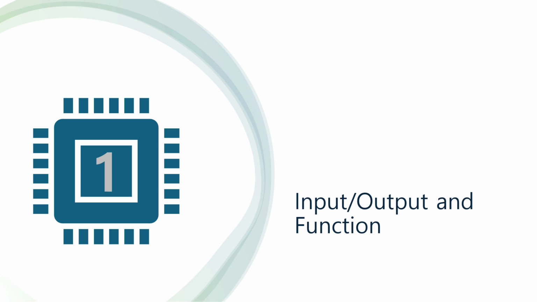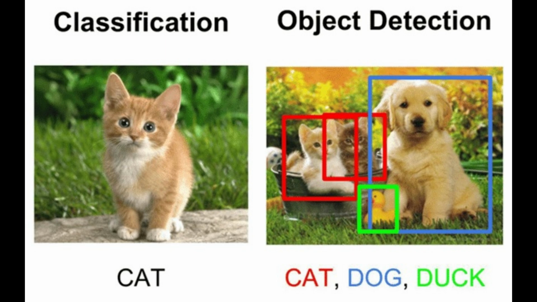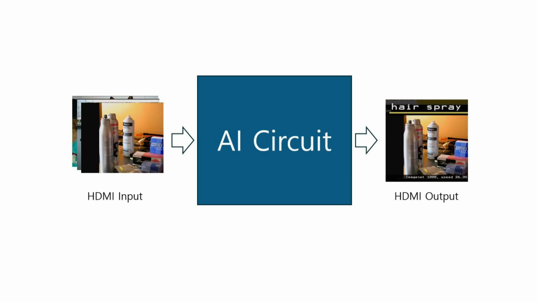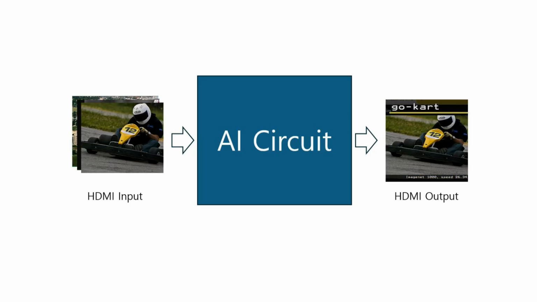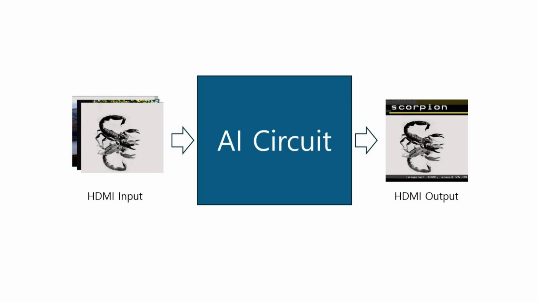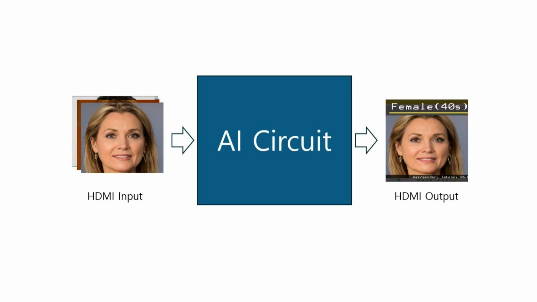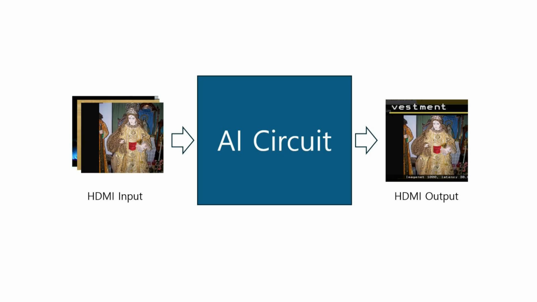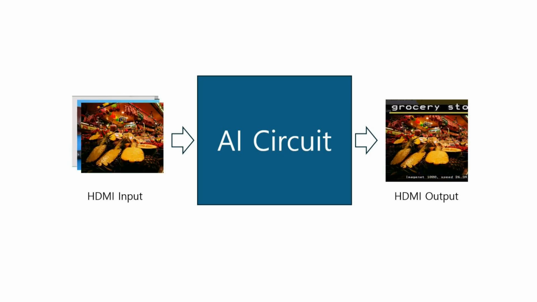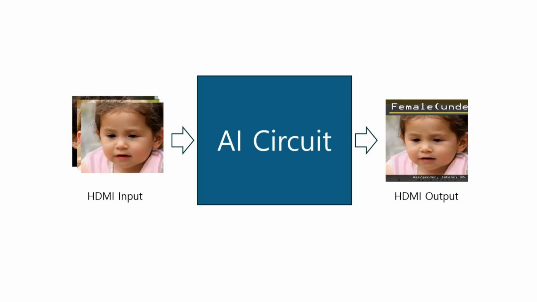The AI circuit described in this video can in principle compute a variety of AI algorithms, including classification and object detection. But for the sake of explanatory convenience, this video focuses mainly on the classification algorithm. This circuit receives frame images continuously from the HDMI input, recognizes which object the image belongs to, continuously outputs the recognition results, and overlays the results on the HDMI output.